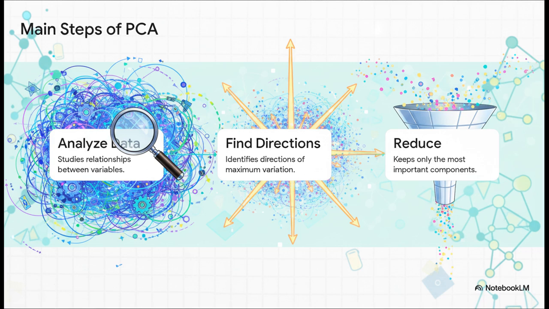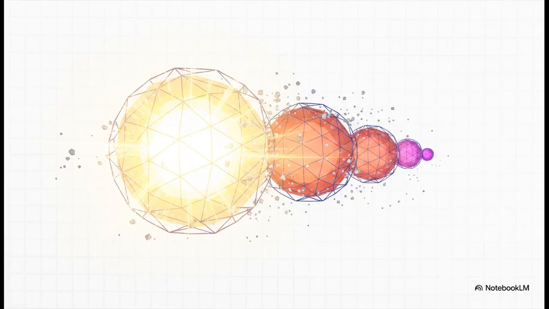Basically, it identifies where the data varies the most, meaning the characteristics that actually distinguish your high-value customers from everyone else. These directions are your principal components. Step 3, it reduces dimensions. Instead of using all the original variables, PCA just keeps these new, most important components, leaving you with a much smaller, much simpler dataset.